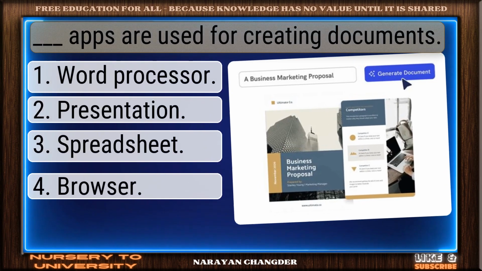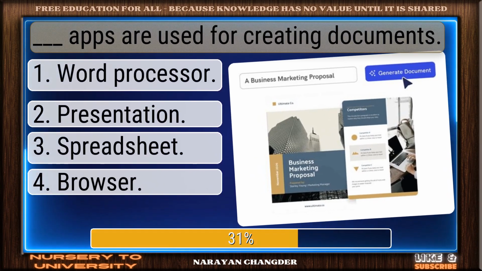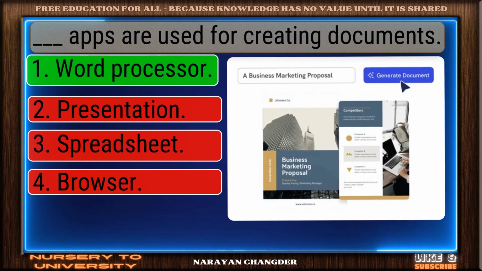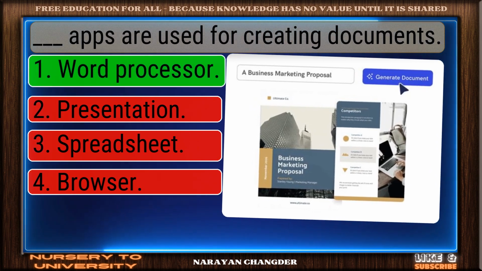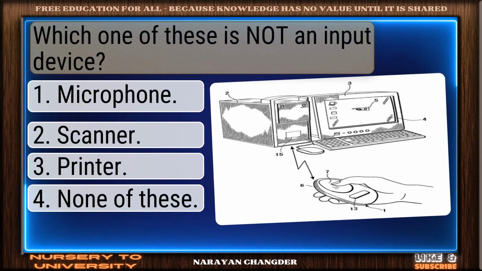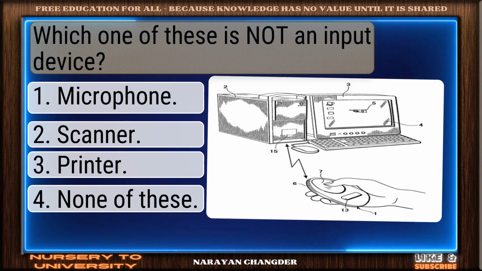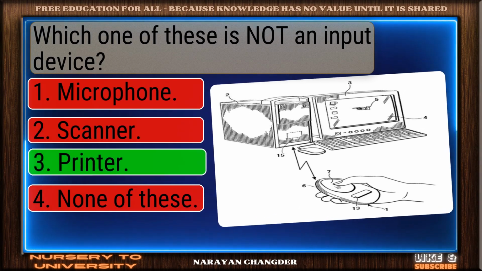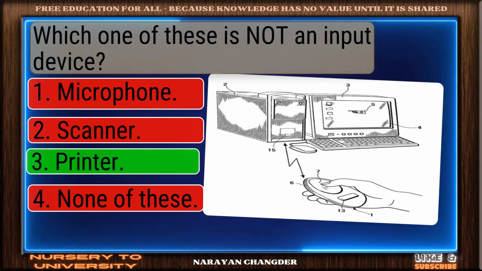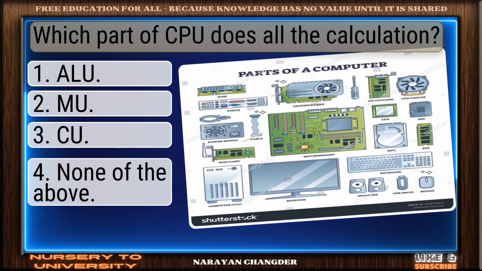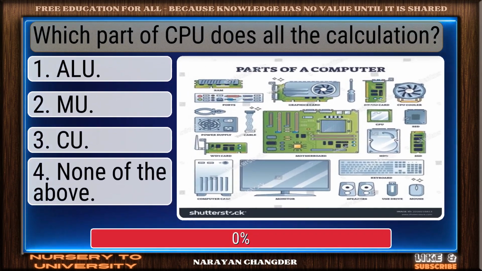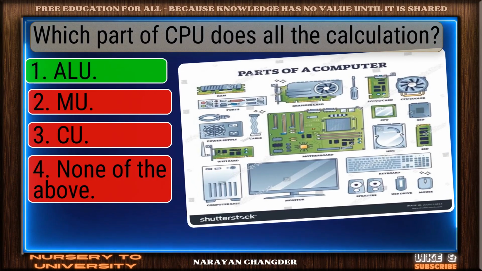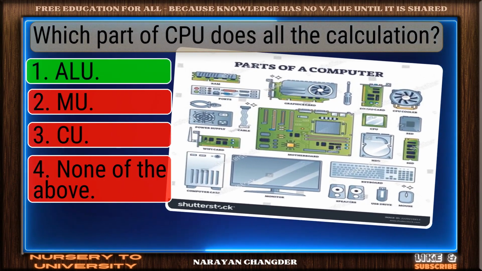Dash apps are used for creating documents. Correct response. Word processor is the most accurate answer. Which one of these is not an input device? Nice work. You chose printer and it is correct. Which part of CPU does all the calculation? Sharp thinking. ALU is the right choice.